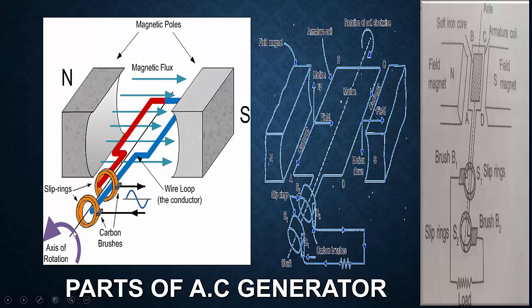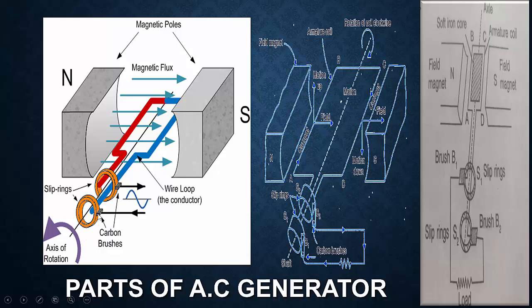Then what does it contain? Two coaxial slip rings. As you can see here, there are two coaxial slip rings: slip ring S1 and slip ring S2. Then we have two carbon brushes, B1 and B2. Here, carbon is used for the brushes.